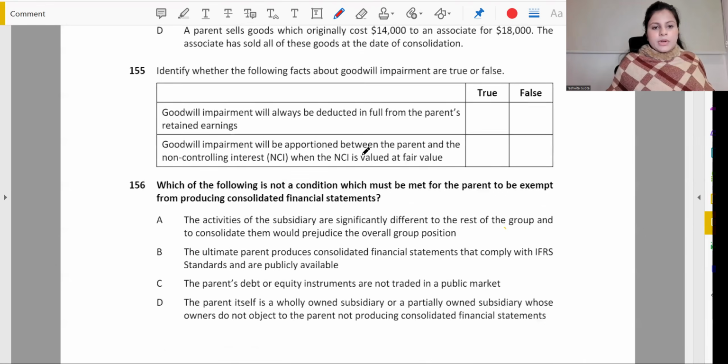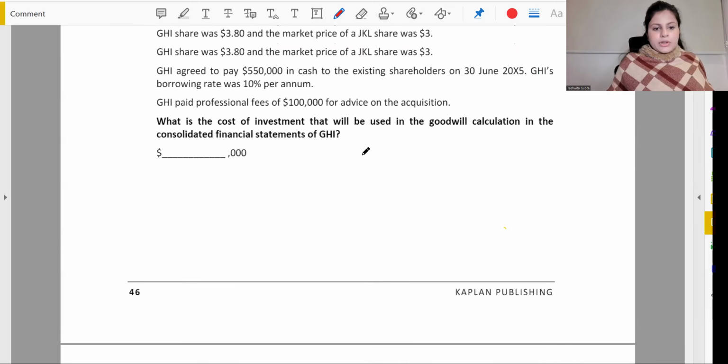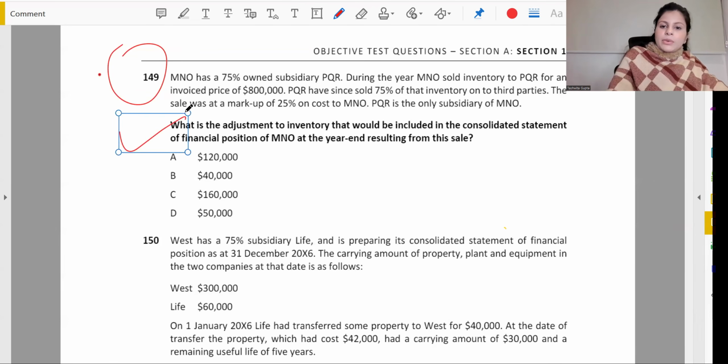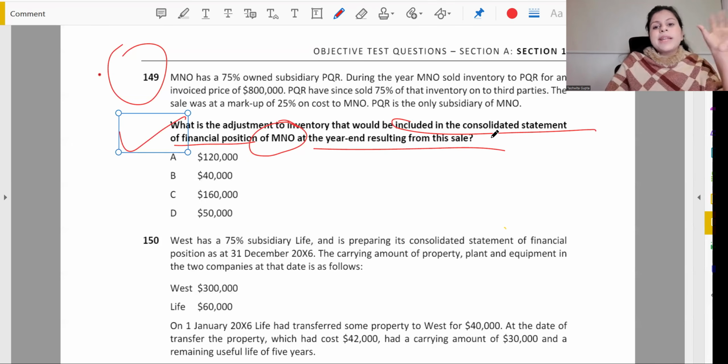This is a goal related to consolidation. So no more questions. One question once again. What is the adjustment to inventory that would be included in the consolidated statement of financial position of MNO at the year end resulting from this sale? What sale are they talking about? And they're asking about the adjustment to inventory.